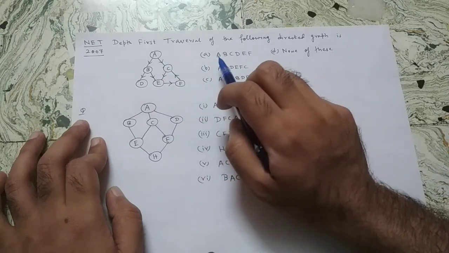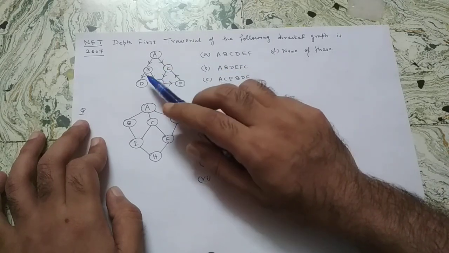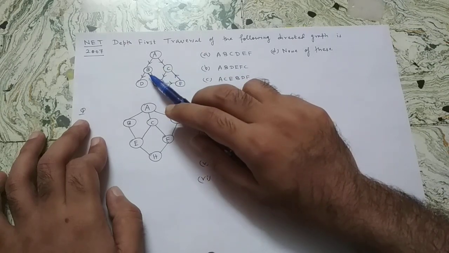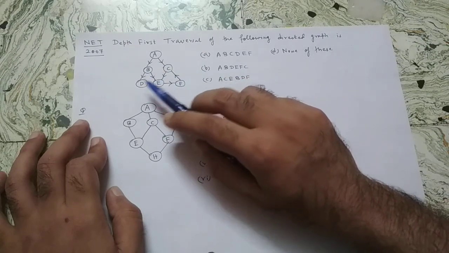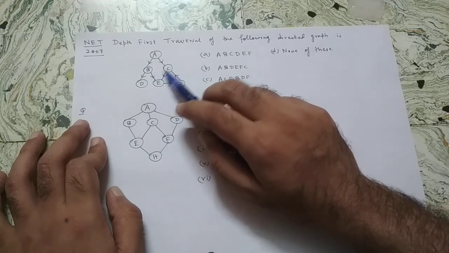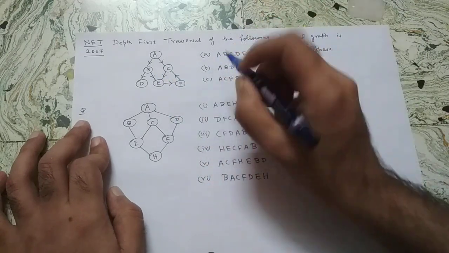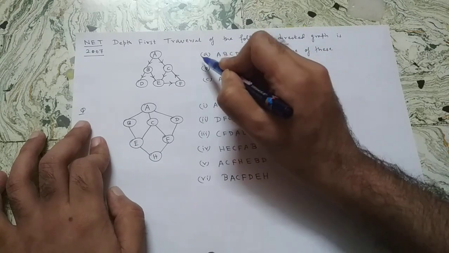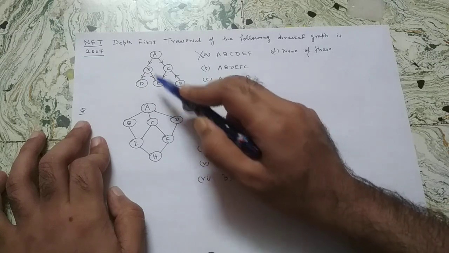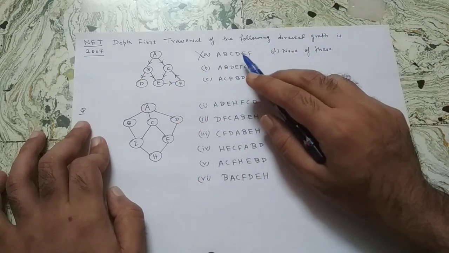Now we are suspending the exploration of A and going to one of its adjacent vertices, which is B. That is allowed. Now from B, I can go to either D or E because these are the adjacent vertices. From B, I cannot go to C because C is not an adjacent vertex of B. After B, they have listed C, so this option is incorrect.